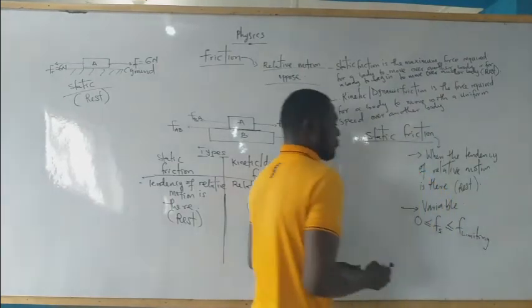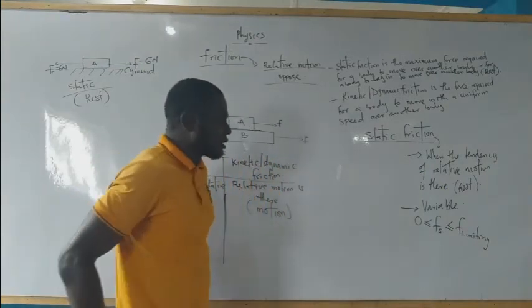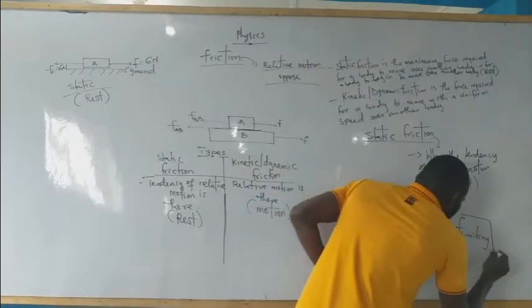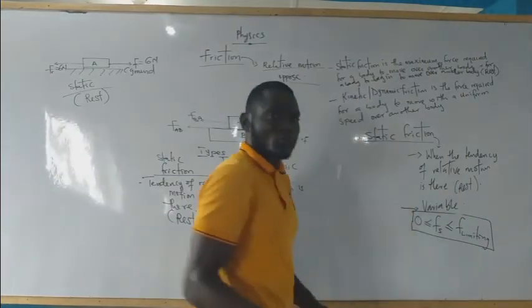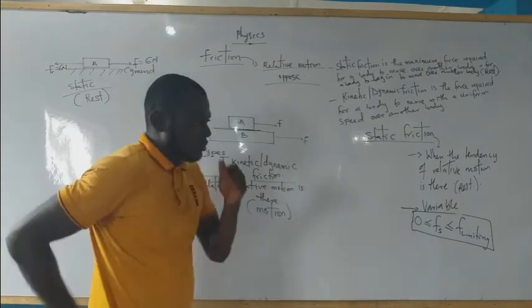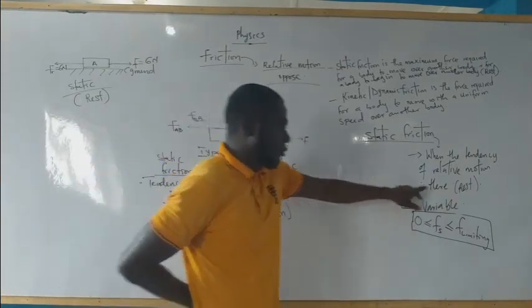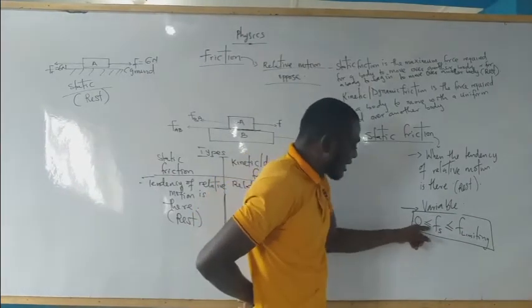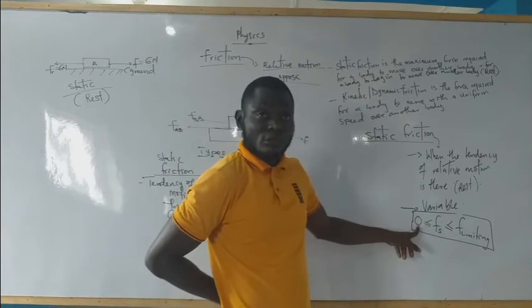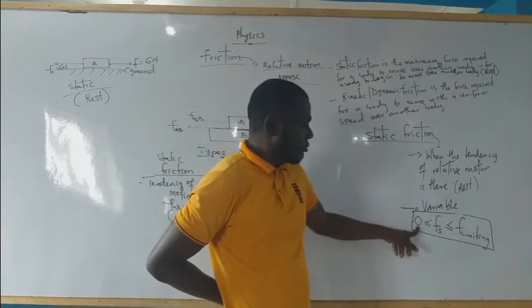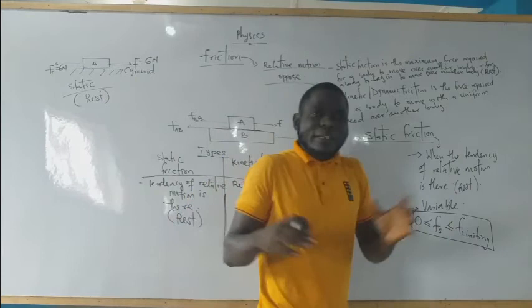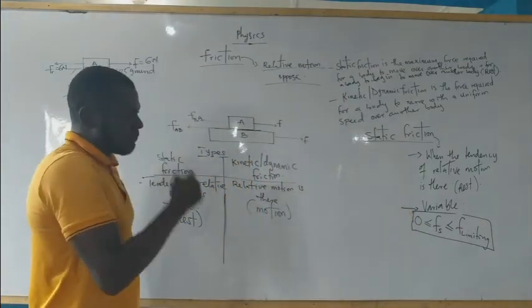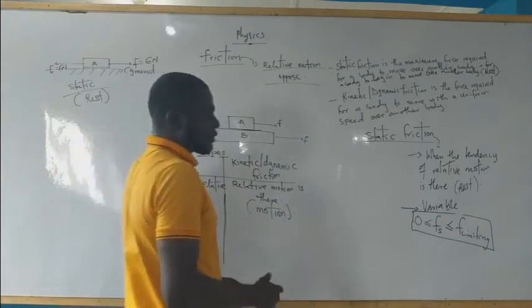Static friction is less than or equal to limiting friction. It varies, not constant. Variable. Static friction can be 0, and also less than or equal to the limiting frictional force.